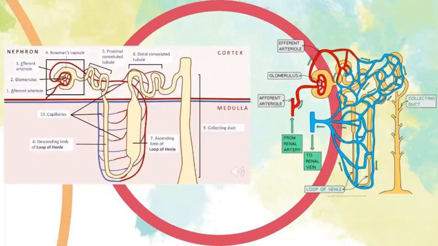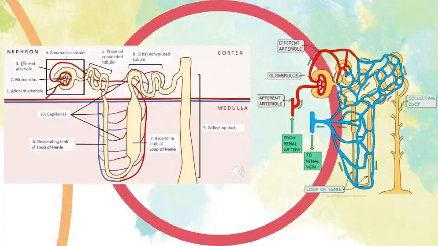From the Bowman's capsule, we then go into the proximal convoluted tubule. So this is the first coiled region of the tubule, and this is where products needed in the blood, things that have just been filtered out of the blood, are immediately going to be reabsorbed back into the blood. So look again at the structure in this image. The arteries are still tangled around this proximal convoluted tubule.